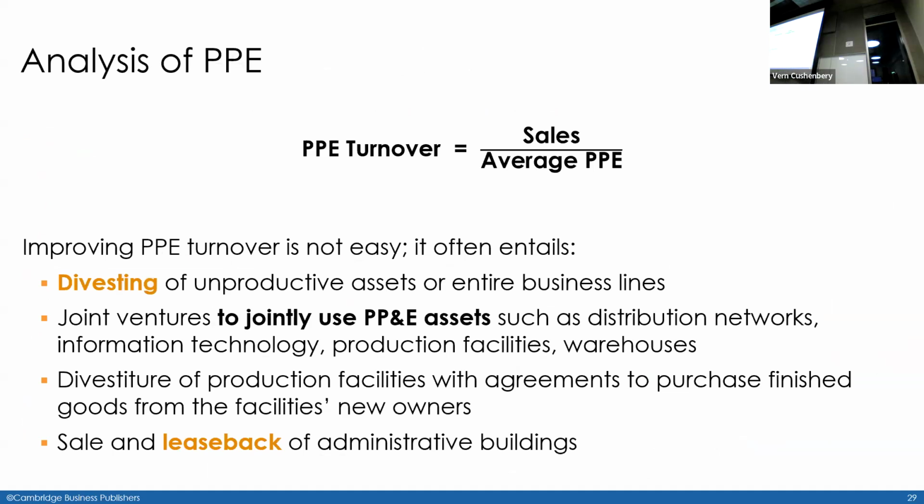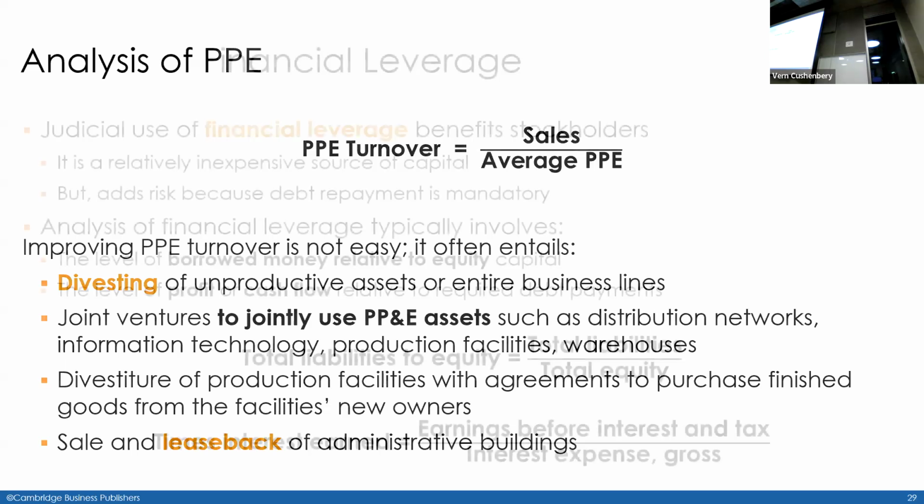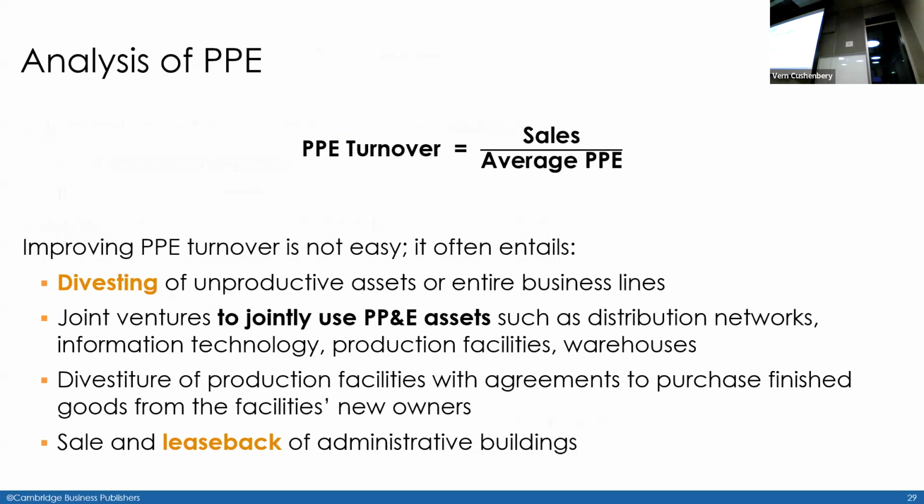Analysis of property, plant, and equipment. So this slide details sales divided by property, plant, and equipment. It gives you some indication of how efficient your PP&E is at generating sales on the company's behalf. I starred this slide because I like these what ifs. If you see that number increasing or decreasing, it might often be attributed to divesting of unproductive assets, joint ventures, divestiture of production facilities, sales and leaseback of administrative buildings.